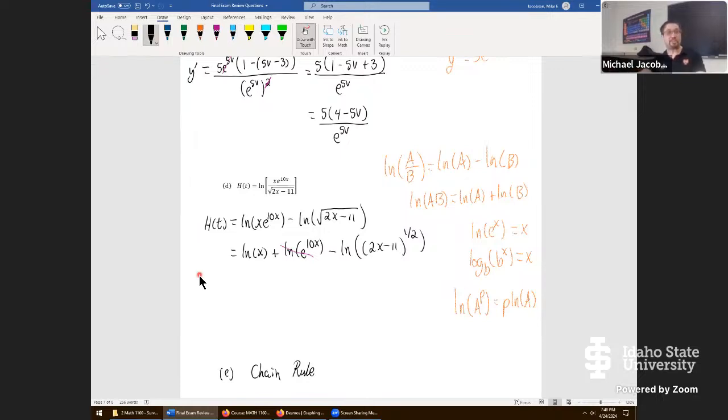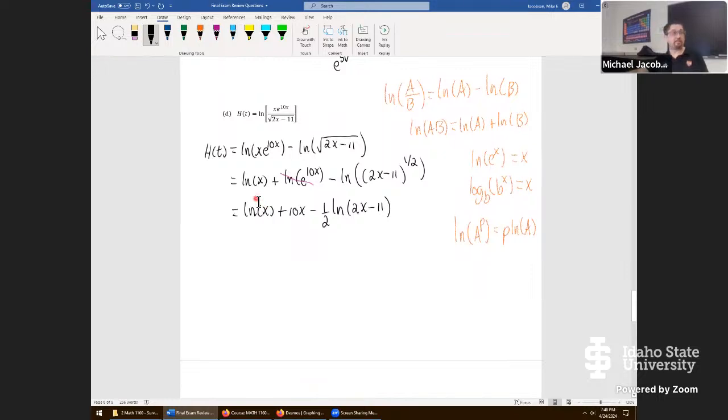Still, it's not the derivative. We're still just looking at the original function h. But now it's as convenient as possible for differentiation. It goes natural log x plus 10x. Over here, this 1/2 is going to come down, so minus 1/2 of the natural log of 2x minus 11. So that's the function that we're going to differentiate.